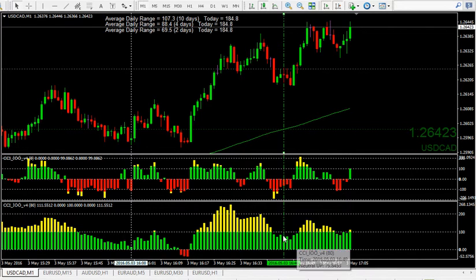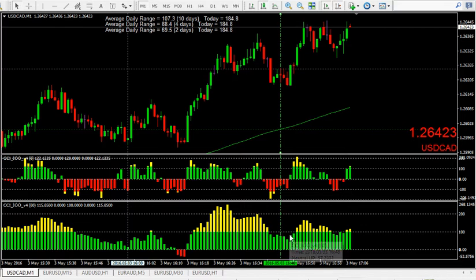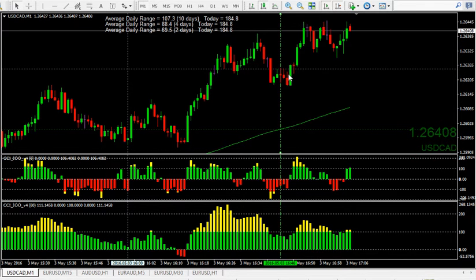I always prefer to be looking for the cup, as opposed to this, which isn't a cup because it's broken through the zero line and gone red. That's one of the things I try to avoid. There's plenty of trades out there all day long if you're prepared to wait for them.